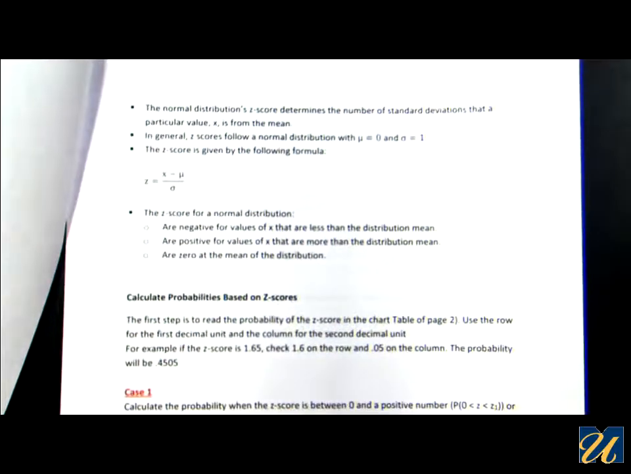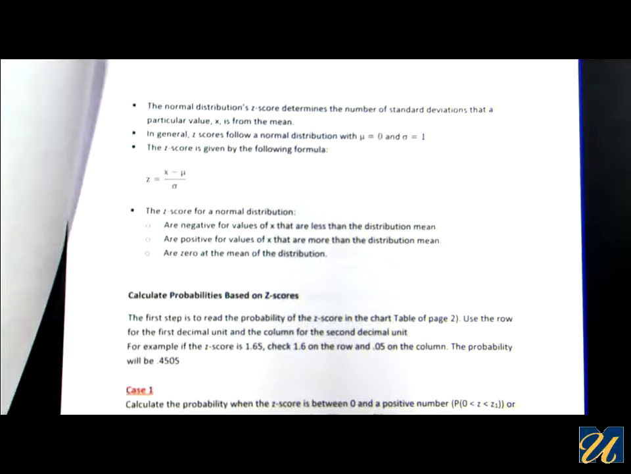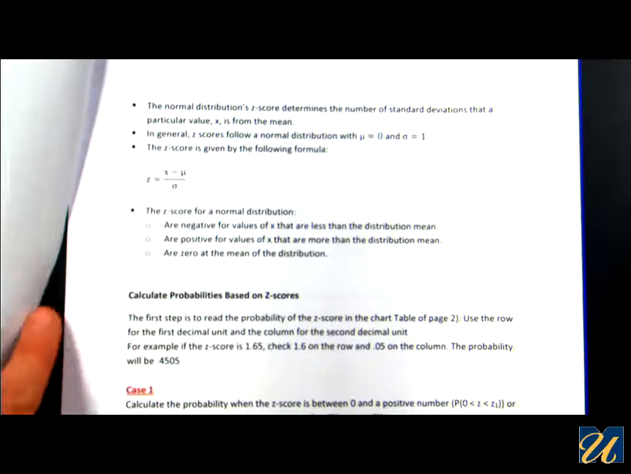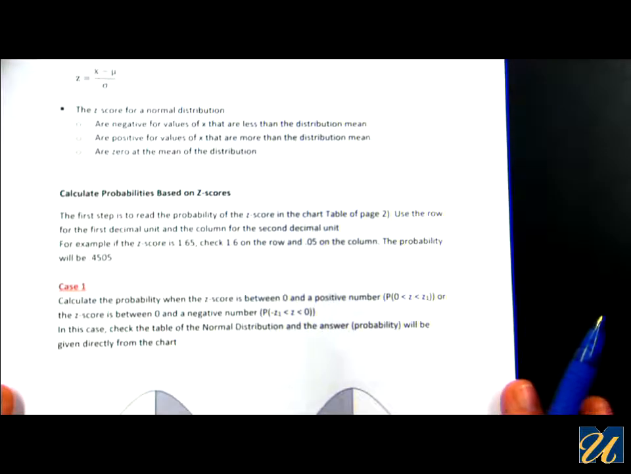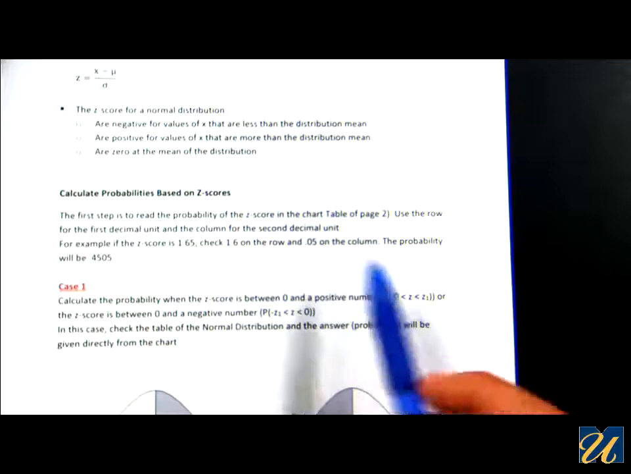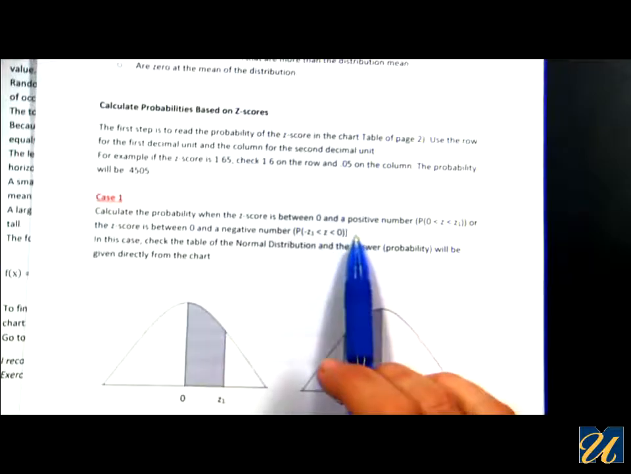The z-scores for a normal distribution are negative for values of x that are less than the distribution mean, positive for values of x that are more than the distribution mean, and 0 at the mean of the distribution. Now, when we calculate probabilities based on the z-scores, the first step is to read the probability of the z-score in the chart, as I showed you before. Use the row for the first decimal unit and the column for the second decimal unit. So, let's look, for example, at case 1.